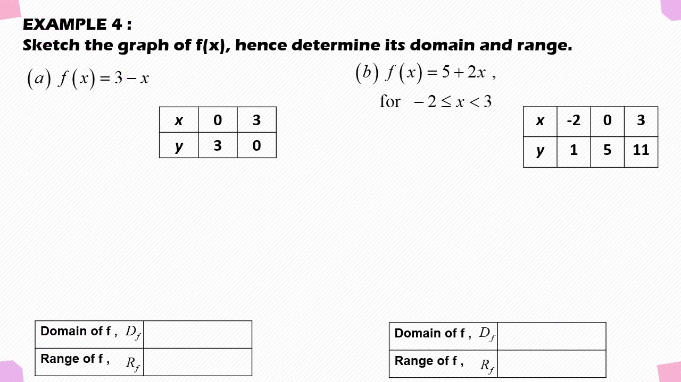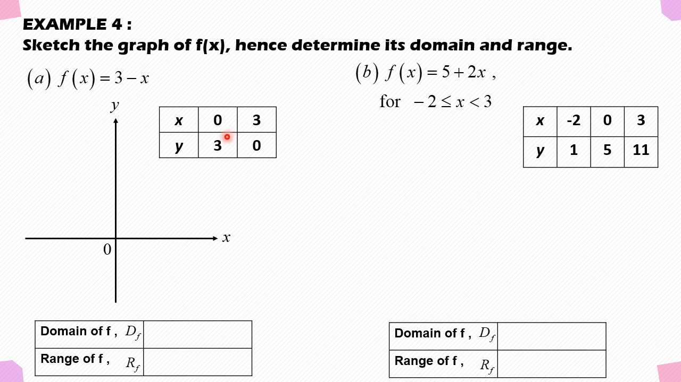We continue with example 4, which discusses examples of linear functions. For a, given that f of x equals 3 minus x. Before we sketch the graph of a linear function, we need to find at least 2 points to plot on the graph. Here, I suggest you make a small box where we can calculate the function more easily.